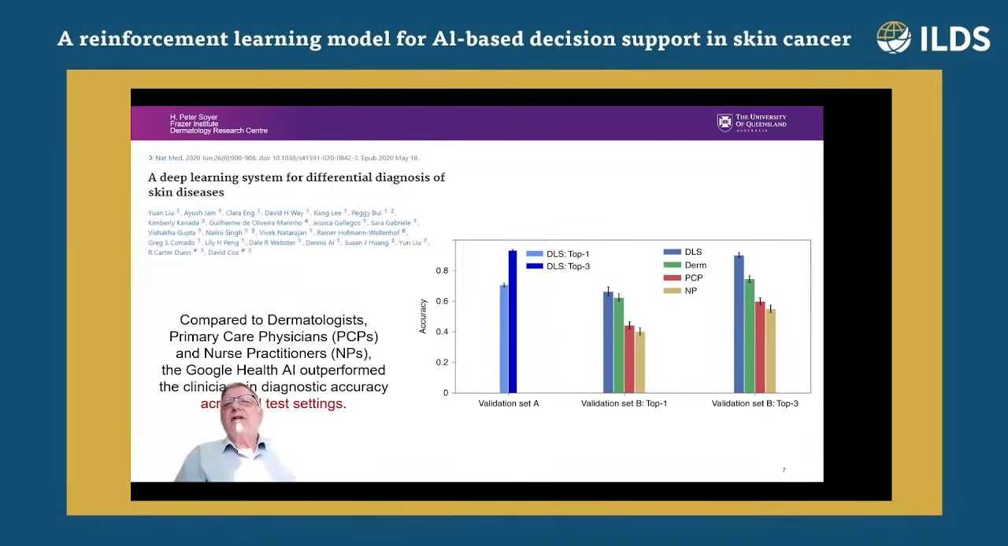Quite soon, a couple of years later, there is another very relevant paper about the deep learning system for the differential diagnosis of skin diseases, which came out of the Google Health Group. And you see that the deep learning system is actually slightly better in regard to the top one, but also top three diagnosis compared to dermatologists, and clearly better than primary care physicians and nurse practitioners.